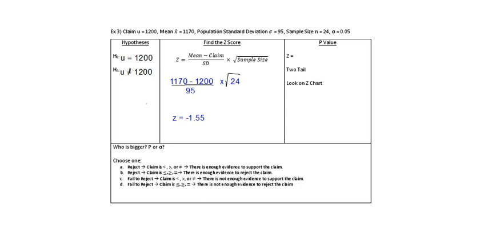Okay. Now the next step is to look up negative 1.55 on the chart. And if you do, you get 0.0606. But don't forget, this is a two-tailed test. And when you're dealing with a two-tailed test, that means we have to multiply whatever we look up by 2. And if you multiply that by 2, that means our p-value is going to equal 0.1212.